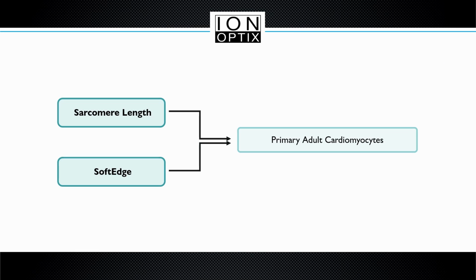Now that you have developed a more profound understanding of each module and its efficient utilization, we are ready to engage in a direct comparison between these modules when applied to primary adult cardiomyocytes and iPSC cardiomyocytes. Beginning with primary adult cardiomyocytes, we will evaluate the measurement of sarcomere length and assess both options within the SoftEdge module, applying what we learned previously.